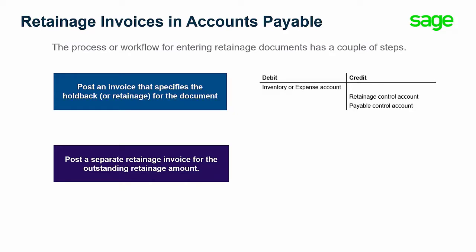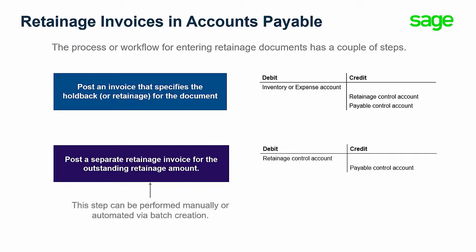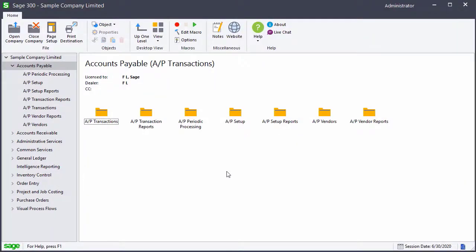The second step happens at a later time, and it is to post a separate retainage invoice or debit or credit note for the outstanding retainage amount. This transaction debits the retainage control account and credits the payables control account. This step can be performed manually or automated by a batch creation. Let's see how to create retainage invoices.